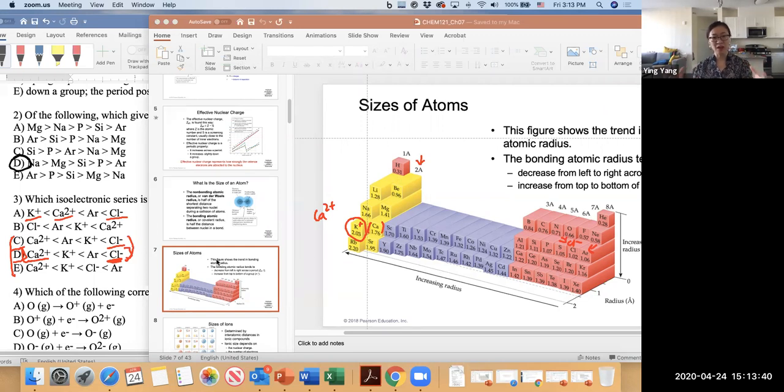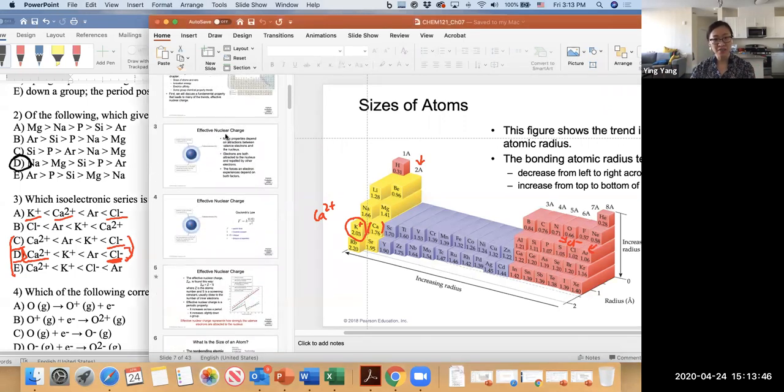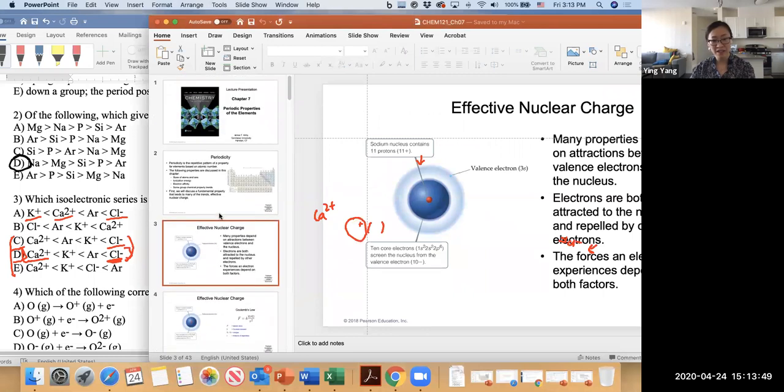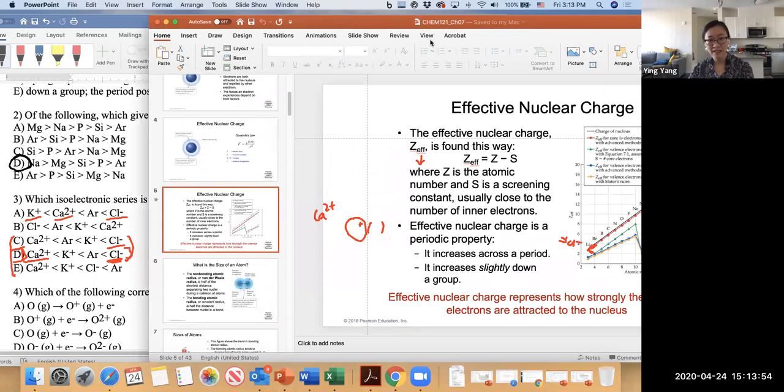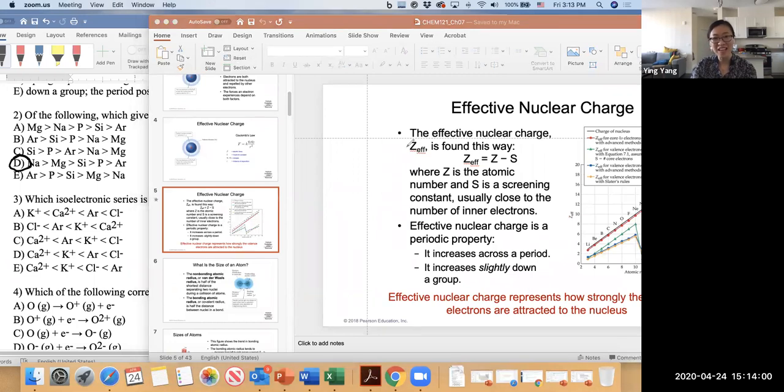So what you're looking for is the one with the highest effective nuclear charge. And effective nuclear charge is defined by, let's go over here to the very beginning. Sorry. This is the effective nuclear charge, whereas Z is the number of protons in the nucleus, and S is called a screening constant and is the number of inner electrons.